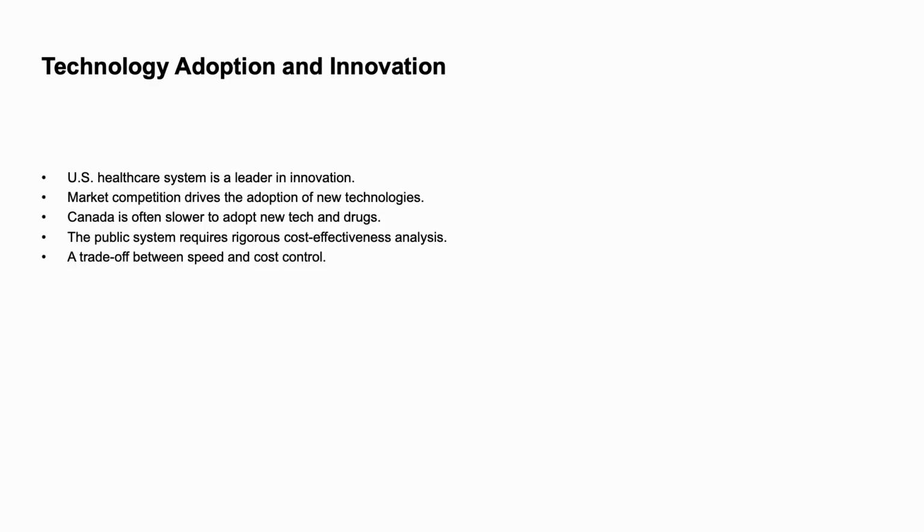The U.S. system sacrifices some degree of cost control for speed and innovation, while the Canadian system prioritizes fiscal prudence and equitable access over being the first to adopt a new technology. A Canadian student must understand this trade-off, as it is at the heart of the policy debates in both countries. It is a key reason why Canada's system can be seen as less innovative but more fiscally sustainable and equitable.